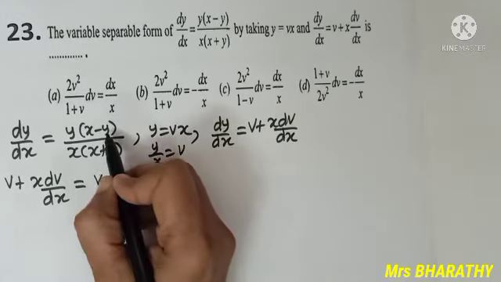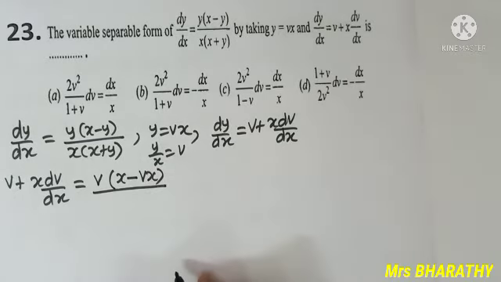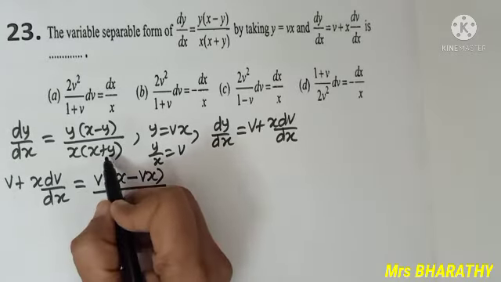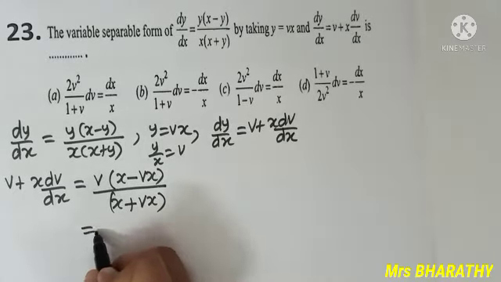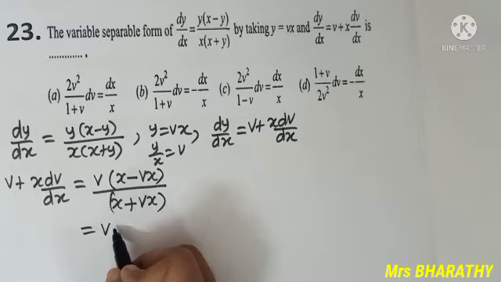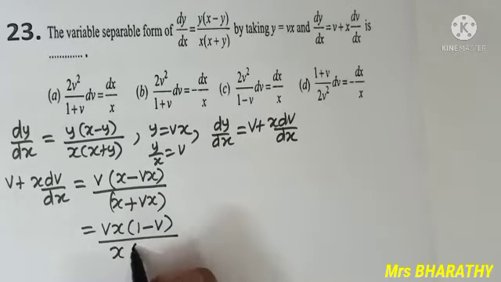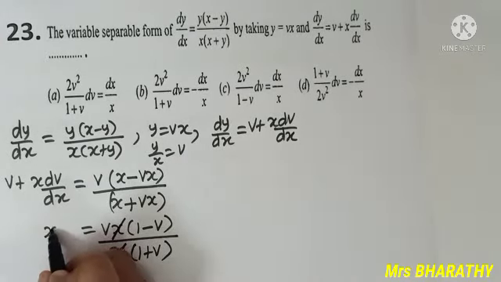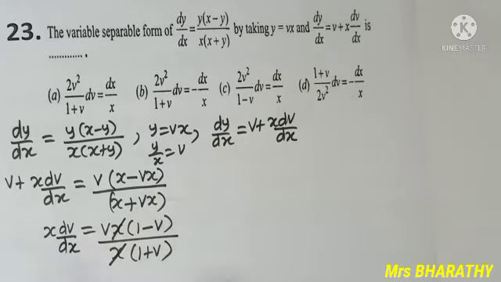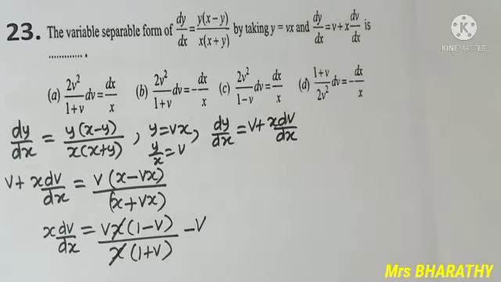X minus, in the place of y, I can write vx. Denominator x plus, in the place of y I can write vx. Now keeping x out, I get 1 minus v. Denominator x out, it becomes 1 plus v. X and x will get cancelled. LHS, we have x dv by dx plus v will go to the right side as minus v.